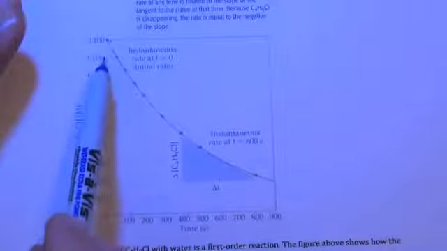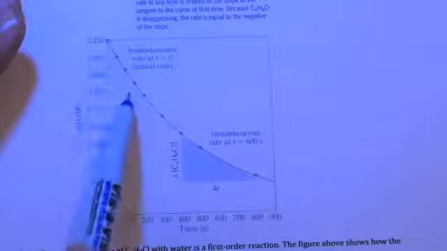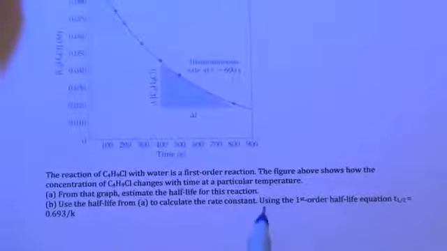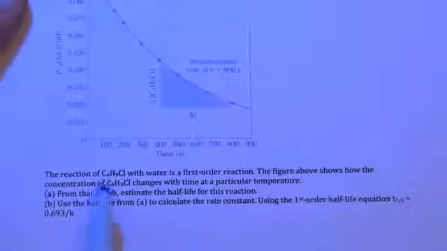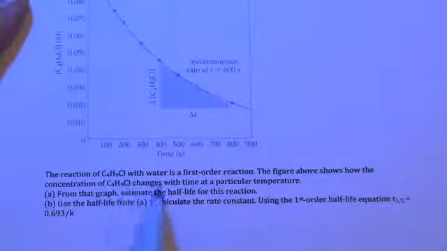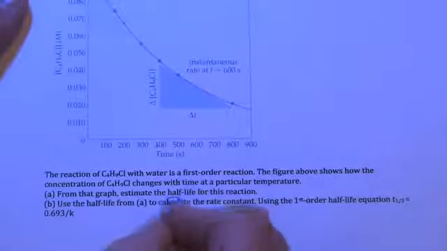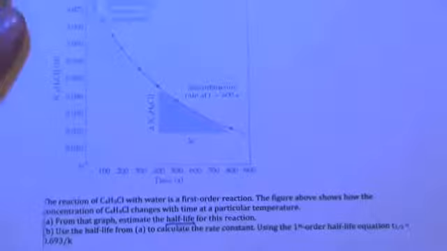Next page has a really nice graph on it, and you've seen this graph before. You used this graph before to show you where to find the initial rate by finding the slope of the line tangent to the curve. And they ask a new question about it. They say the reaction of C4H9Cl with water is a first order reaction. The figure above shows how the concentration of this changes with time at a particular temperature. From the graph, estimate the half-life for this reaction.